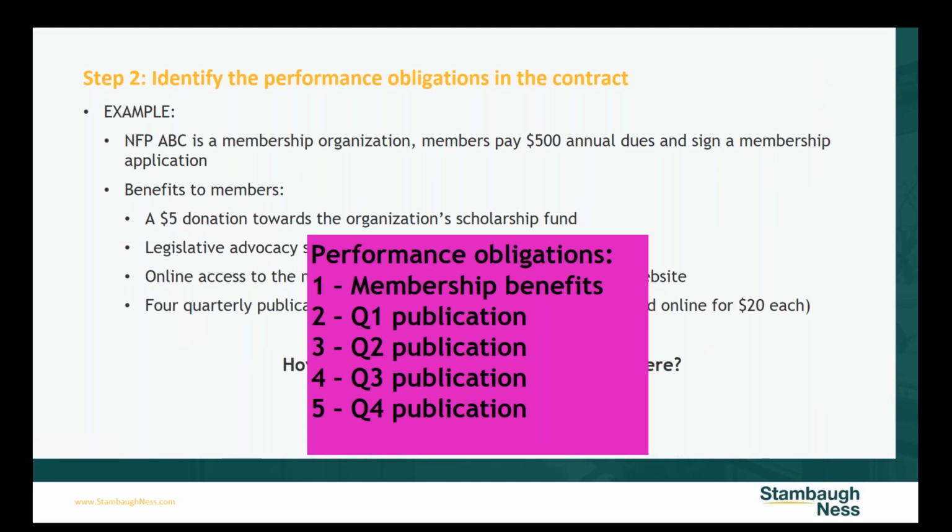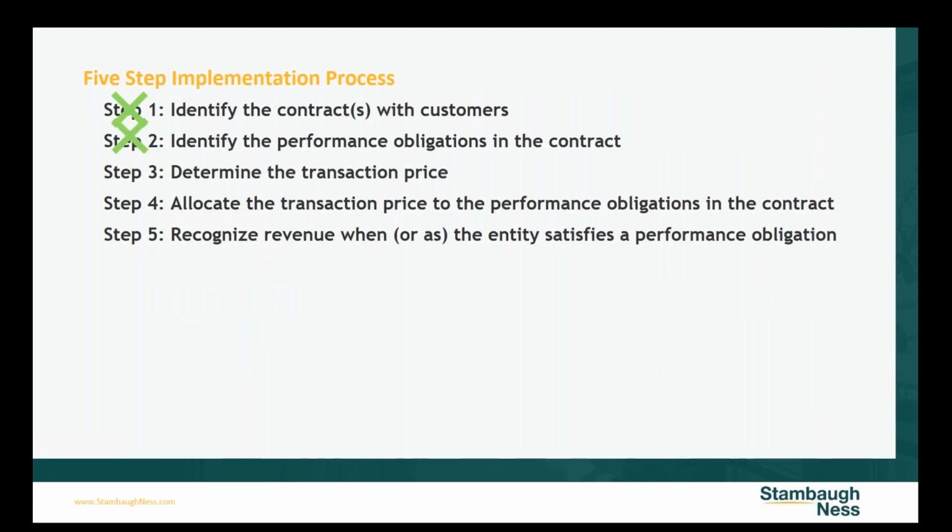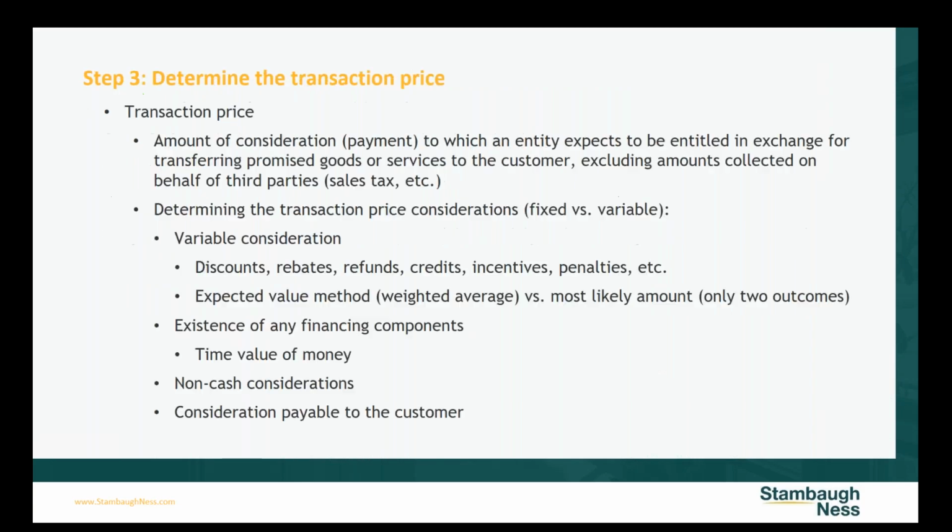So now that we've identified the contract and we've identified the performance obligations, or essentially the promises in the contract, then we move to step 3. And step 3 is determining the transaction price. So the transaction price is the amount of consideration or payment to which the entity expects to be entitled in exchange for those performance obligations, those promised goods or services.